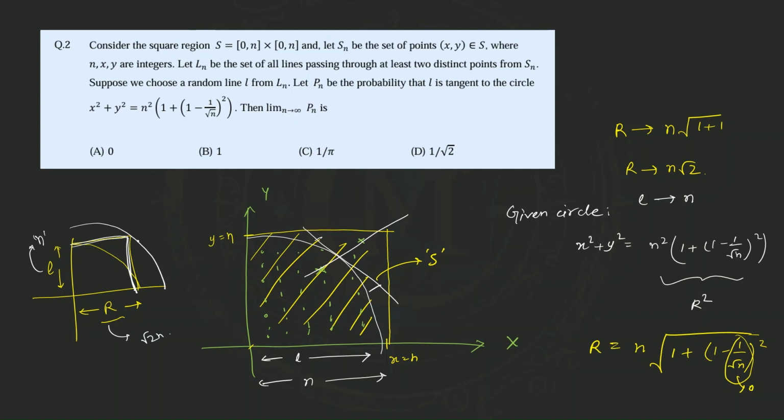Because for a tangent we need two points inside this square region, but the circle already surpasses the square region for large n. That means for large n, our probability of finding these two points, so that by joining them we get a tangent to this circle, is tending to 0. So our answer will be intuitively 0. This is how we can solve this problem by pure observation.